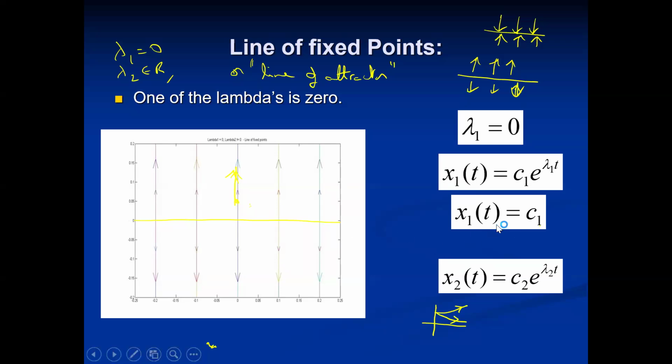Because in this case, see that x1(t) is constant. So there's no motion in the x1 direction. All motion is only in the x2 direction. That means in x2, if lambda 2 is negative, then x2 goes to 0, but x1 remains constant. So no matter where you start on the x-axis, if you have some non-zero y value, you will simply go towards the x-axis. So the entire x-axis acts like an attractor. That kind of a thing is called a line of fixed points, a line of attractors.